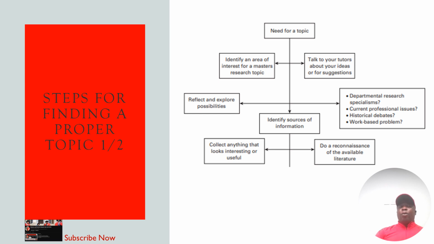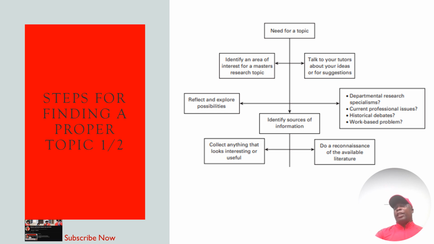So in that process of identifying sources, collect anything that looks interesting or useful to you. Don't ignore that part. Anything that is interesting to you, anything that you think is going to be useful, you just need to make sure that you archive it. And don't forget, as I spoke to you a few days ago, that you need to make use of soft copies. If it's a book, convert it to a soft copy, because it's easier for you to retrieve and work on them. And do a reconnaissance of available literature.